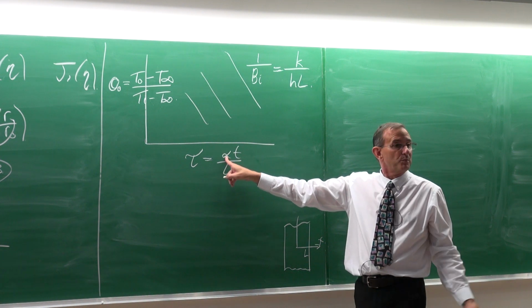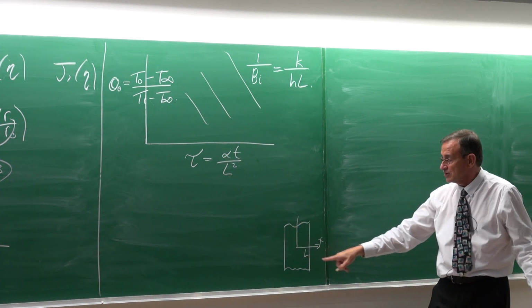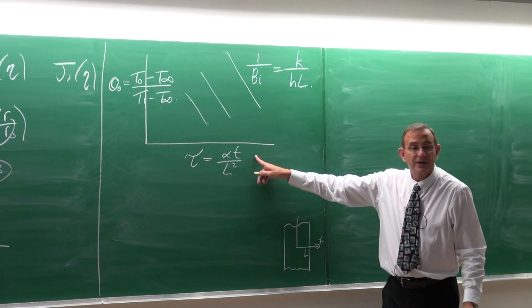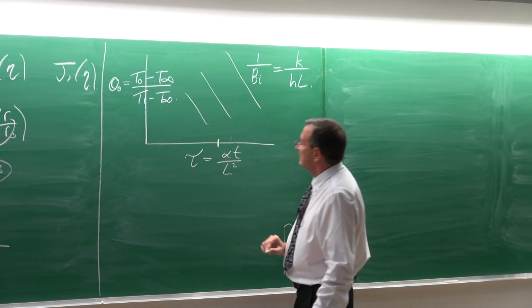You'll obviously have the properties of the material, so you've got alpha, and L is the dimension of the large plane wall, the thickness, or the half thickness. So you can calculate that. Do you agree? Okay, so let's suppose that is the value there.